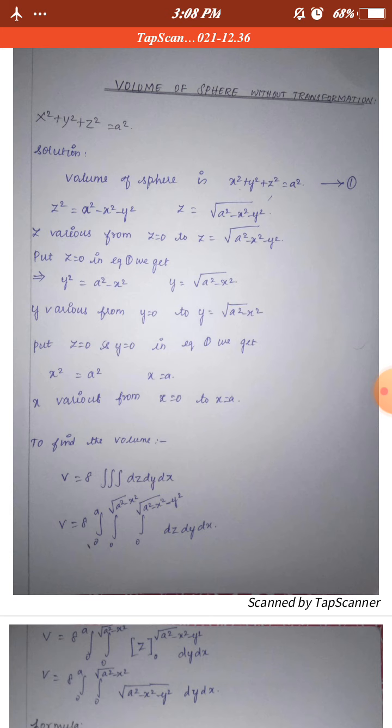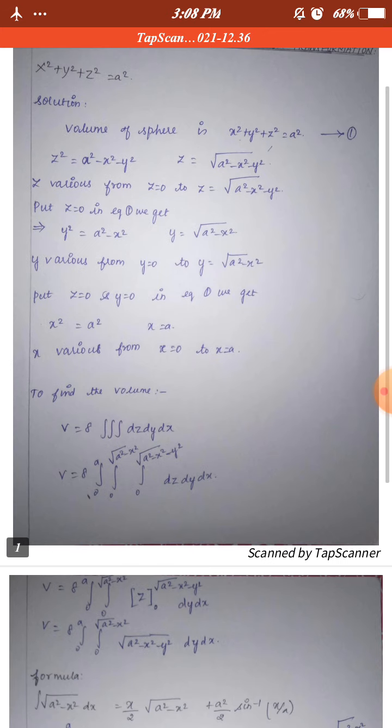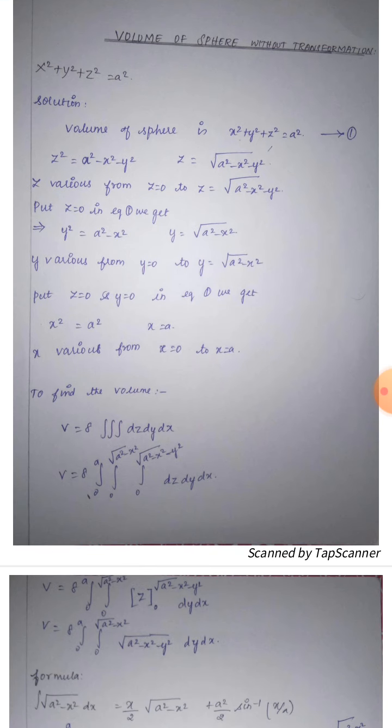Now we are going to find the volume of the sphere. V is equal to 8 into the triple integral over dz, dy and dx. The first integral is x, the second integral is y, and the third integral is z. First integral 0 to a, second integral 0 to root of a squared minus x squared, and third integral is z. So first we are going to integrate dz.